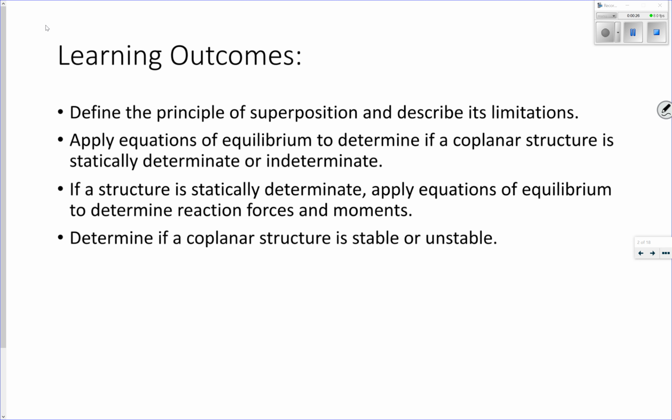By the end of this lecture, you should be able to define the principle of superposition and its limitations. Apply equilibrium in a coplanar structure and determine if a structure is determinate or indeterminate. And if it's determinate, figure out how to solve for the reaction forces using those equations of equilibrium. Also determine if a structure is stable or unstable.